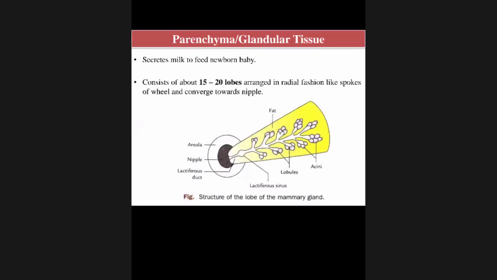And now coming to the parenchyma. So in any gland, two parts are there, two components. One is the stroma, that is the connective tissue framework. The remaining part is the parenchyma or gland proper. So the parenchyma secretes the milk to feed the newborn baby.